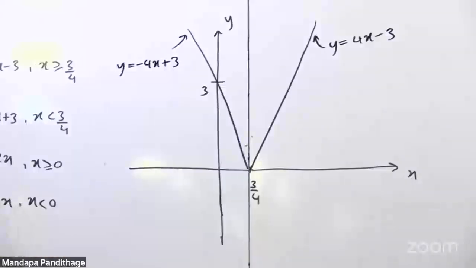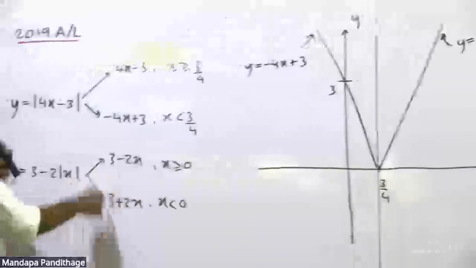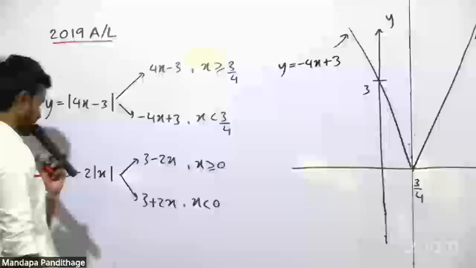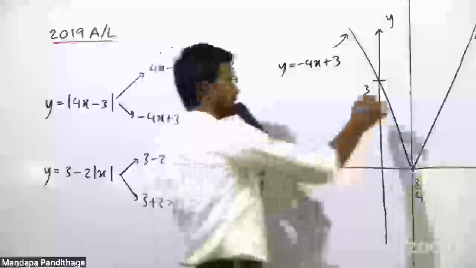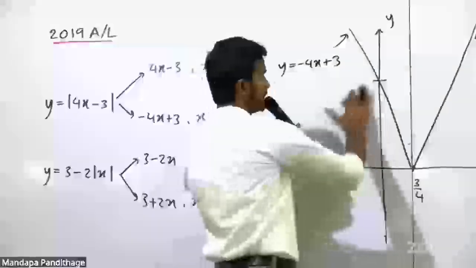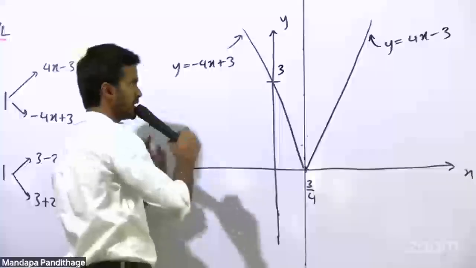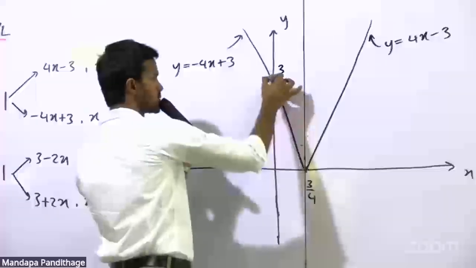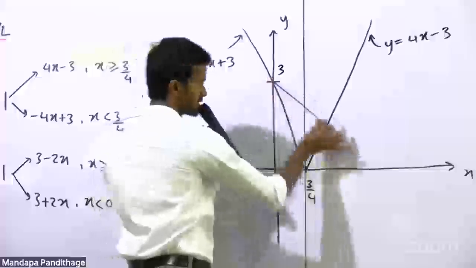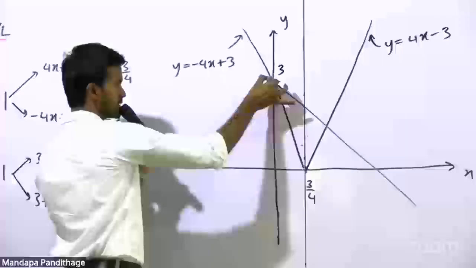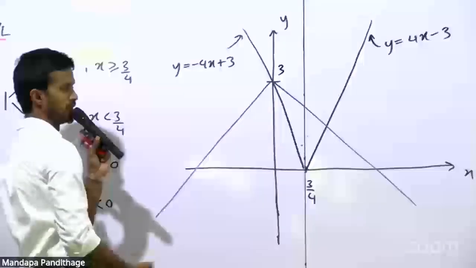And then the next one is the intercept is 3 and the turning point is 0. So you can sketch 3 minus 2x in this way when x is greater than 0. So minus 2x means the gradient is less than this one. And here it's 3 plus 2x.